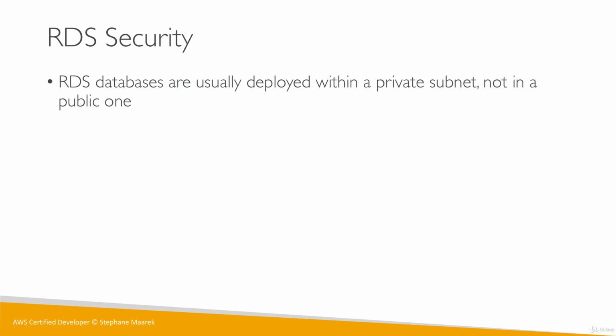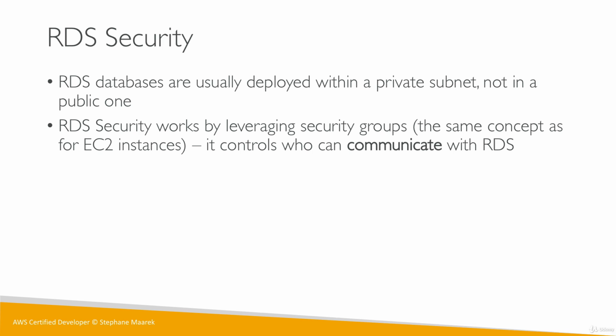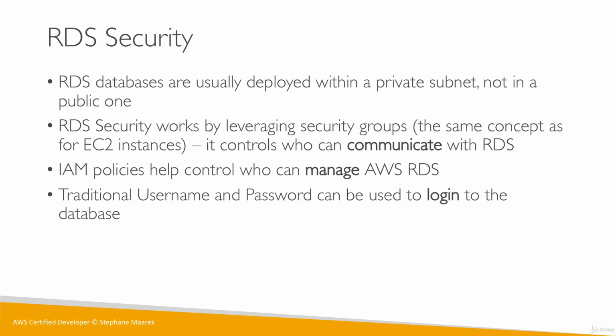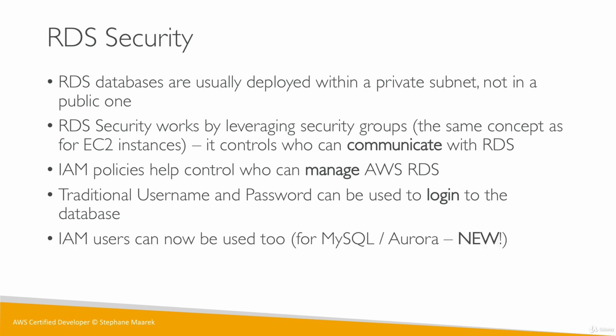Now for security, RDS databases are usually deployed within a private subnet so that you don't expose them publicly. RDS security works by leveraging security groups, as we'll see. Security groups allow you to control which IP or which other security group can communicate with RDS. In terms of who can manage RDS, for this we'll use IAM policy. And for connecting and logging into the RDS database, so actually making operations within the database, we'll use traditional username and password, or you can also integrate it with IAM users. This is new for MySQL or Aurora, okay? Something you should know about.